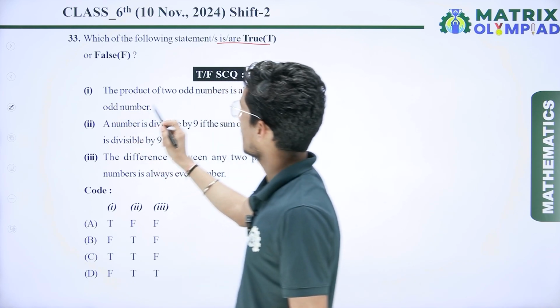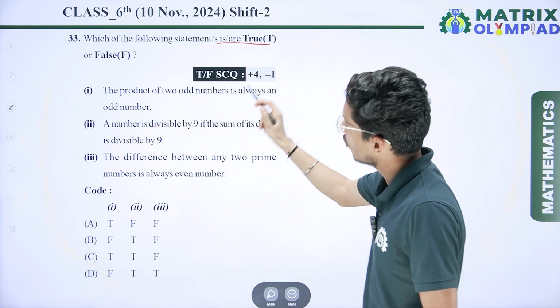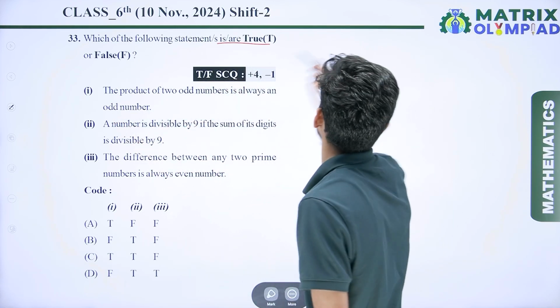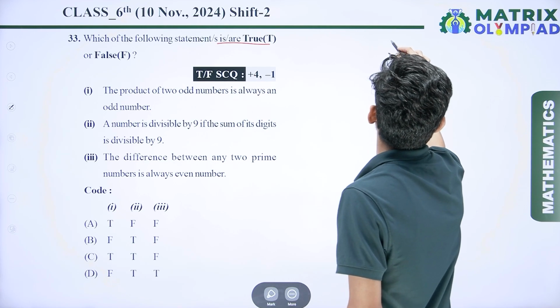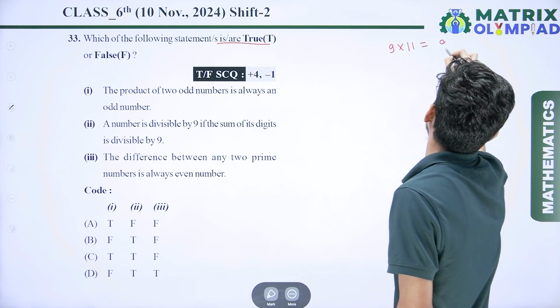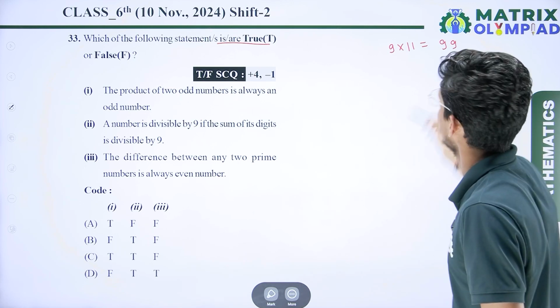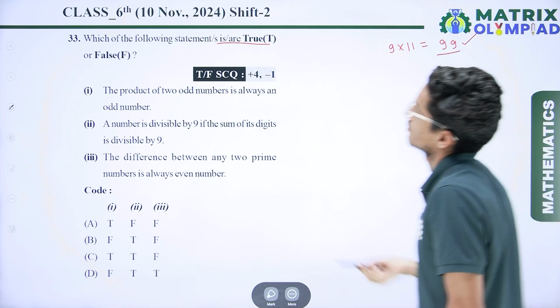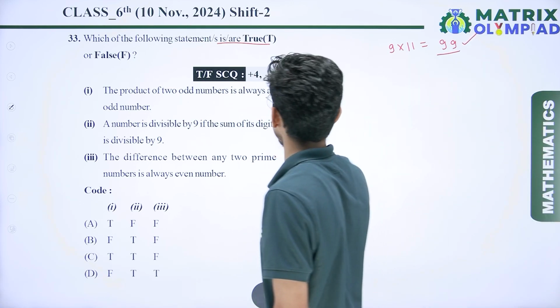So statement number 1, that is the product of two odd numbers is always an odd number. So let's assume we have an odd number that is 9 and we have an odd number that is 11. So if I multiply here, I get 99. So 99 is again an odd number. So I can say that this one is true.